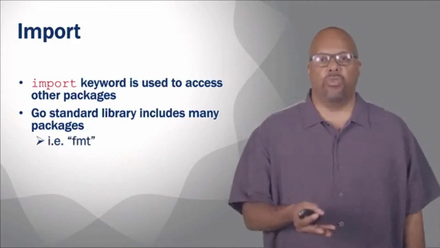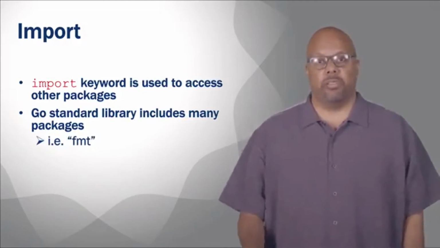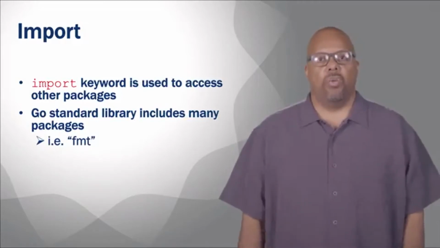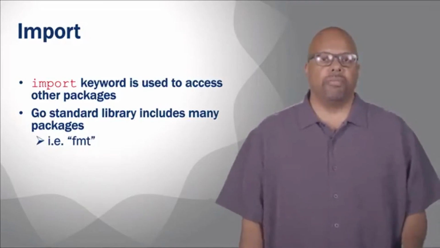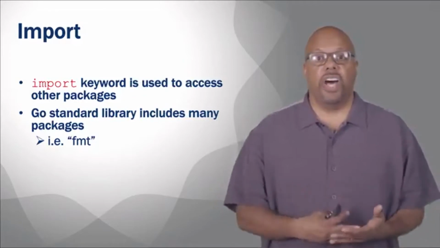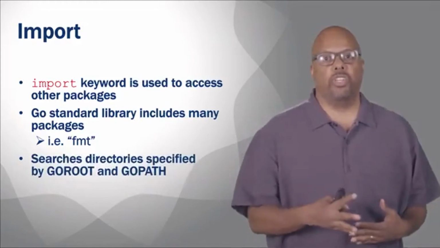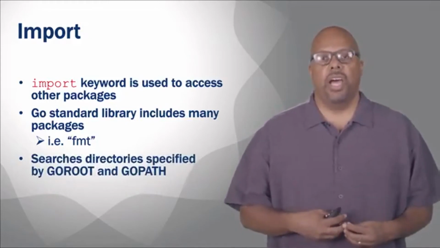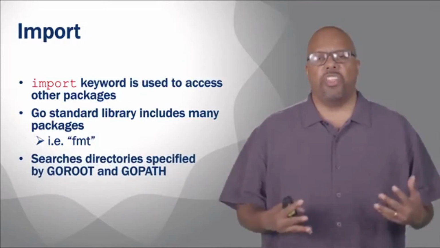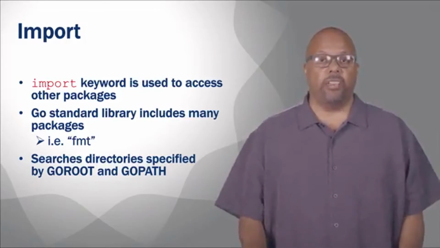So, for instance, right off the start, we're going to use this format package, fmt, and it has a Printf statement built into it, and we use it for printing things. Now, what happens is when you do an import, the Go tool, when it does a build, it has to find the imported packages. So it searches through the directory specified by the GOROOT and the GOPATH environment variables. So if you keep everything inside your GOPATH and your GOROOT, so inside your workspace, it'll find them.